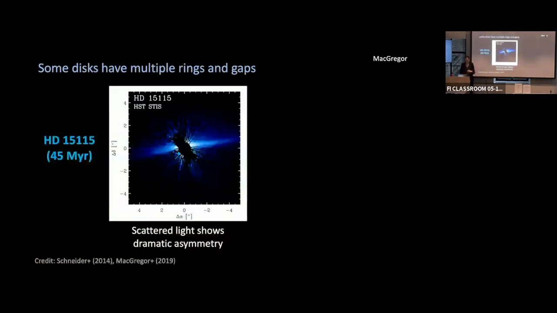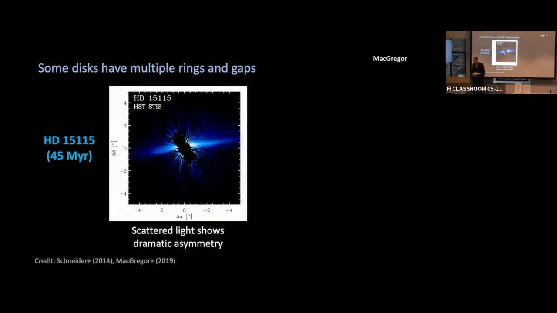Okay, so Fomalhaut is an exciting example of an eccentric disk. What other structures do we see in these disks? So HD 15115 is a famous disk because in its Hubble image, it's shown to have this dramatic asymmetry where one side of the disk is more extended than the other. So the right side of the disk here extends almost 2 to 3 times farther away from the star in Hubble than it does on the left.